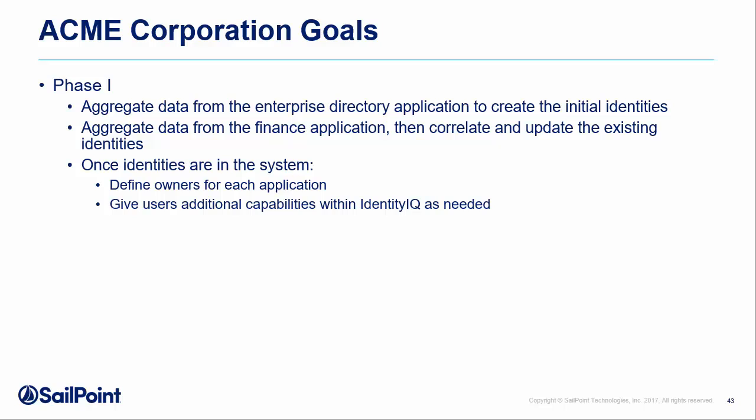Acme Corporation's goal for Phase 1 of their IdentityIQ project is to aggregate or collect data from their two applications. We'll load the enterprise directory first to create initial identities because it is Acme's best source of user data. Every employee is in the enterprise directory. Then we'll aggregate from the finance application, which will update the existing identities, but only for those users who have access to the finance application. Once we're finished aggregating identities, we'll define the owners of each application, and then we'll give users additional capabilities within IdentityIQ as needed to perform their job functions.